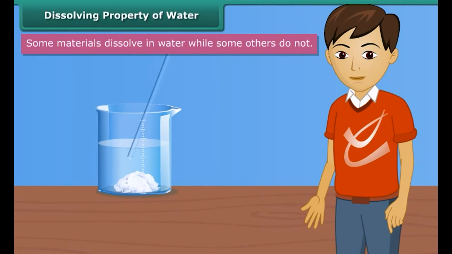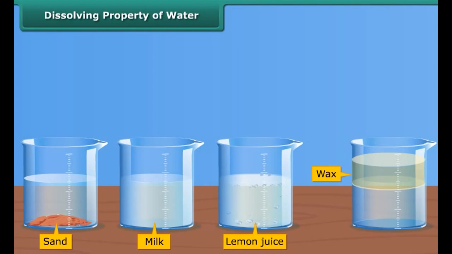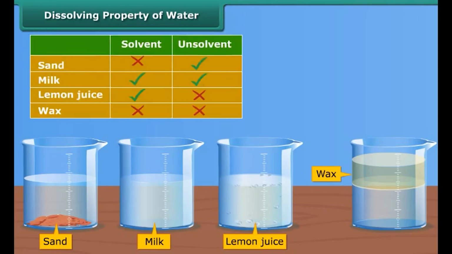Water is a universal solvent. It dissolves many things. But there are certain items that do not dissolve in water. Collect sand, milk, lemon juice, and wax. Also take some sugar and salt. Try to dissolve these materials in water separately. Make a table of your observations. Compare your observation table with the table shown on screen.